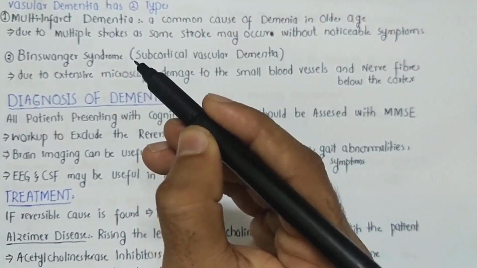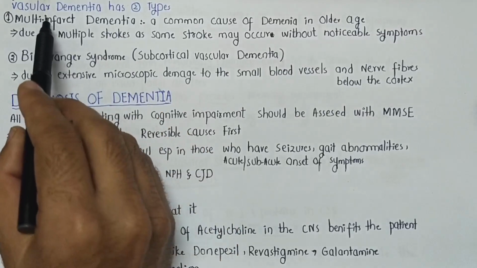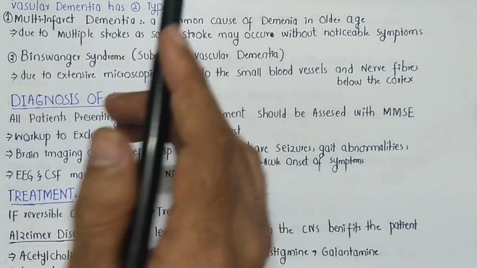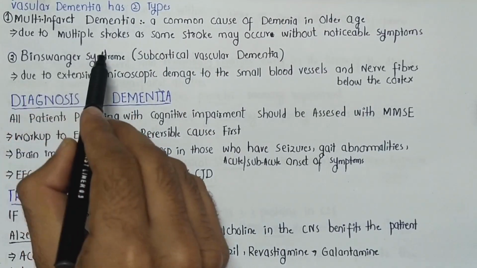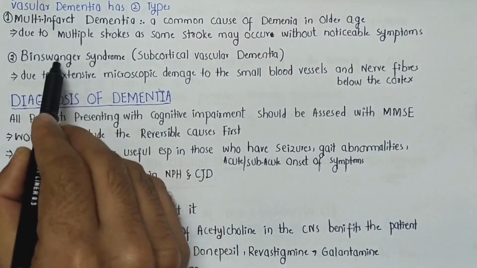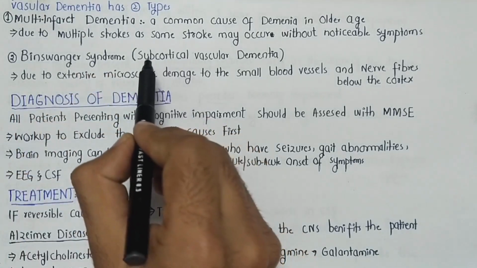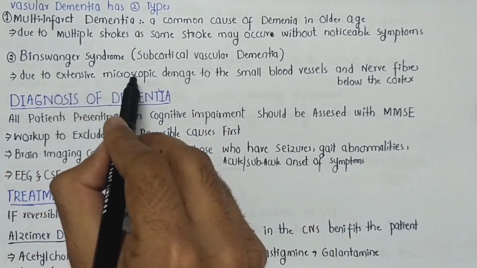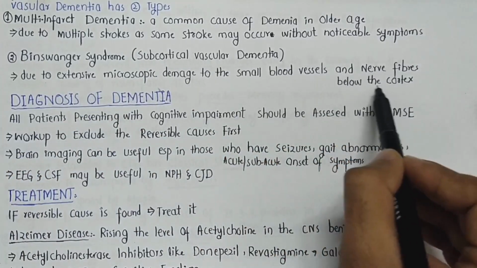But this damage is classically at the cortical level. In multi-infarct dementia, the damage is at cortical level. This actually differentiates multi-infarct dementia from Binswanger syndrome, where there is damage to brain tissue but at subcortical level. So it is called subcortical vascular dementia due to extensive microscopic damage to the small blood vessels and nerve fibers below the cortex actually.